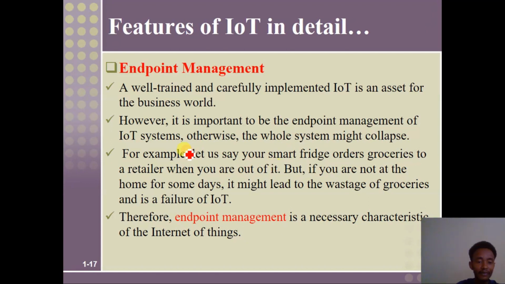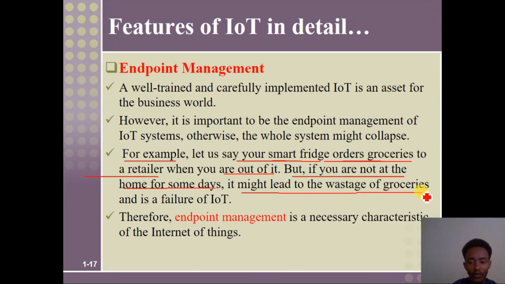For example, let us say you have a smart fridge in your home, which is capable of communicating with, for example, your laptop, and it orders groceries from a retailer when you are out of them. But if you are not at home for some days, it might lead to wastage of the groceries and is a failure of IoT.